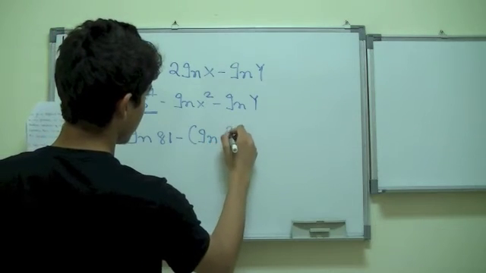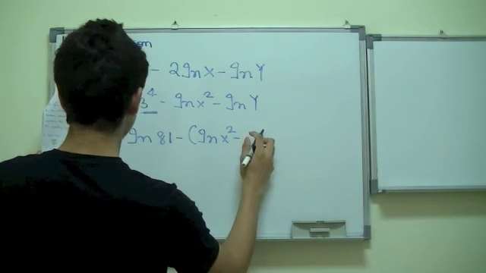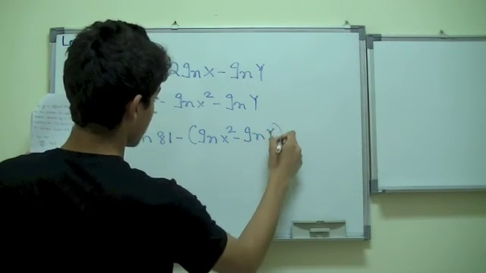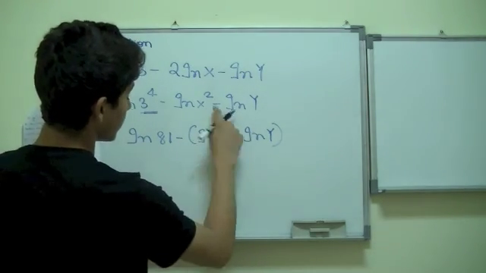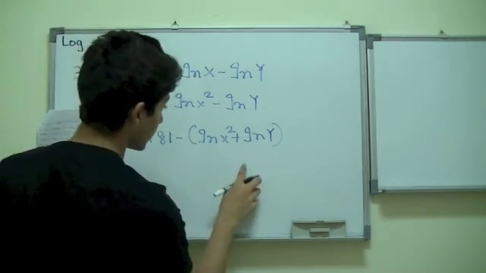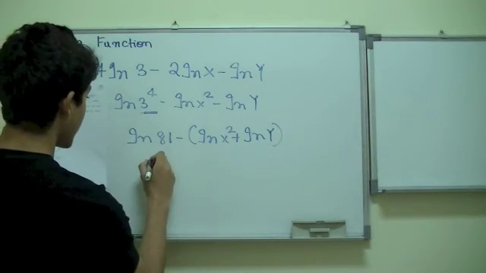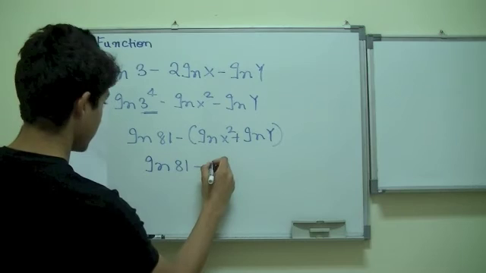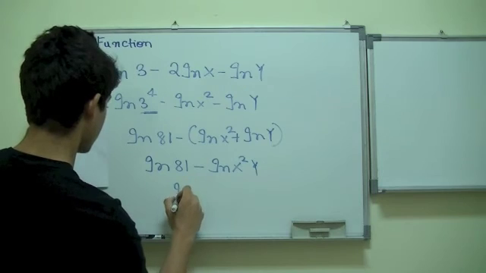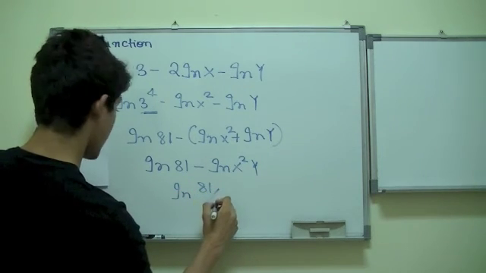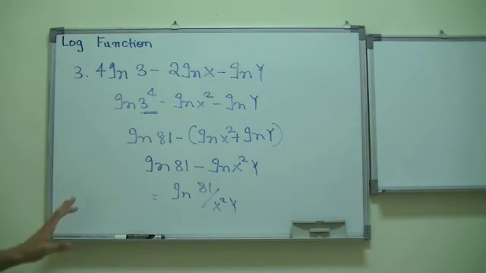Then we can simplify this over here: natural log of 81 minus bracket, let's do this first, plus natural log of y. Since it's minus, we have to make it plus because we're multiplying this, right? So we make this plus. Doing that, we get 81 minus natural log of x squared y, which would be natural log of 81 divided by x squared y. That's it.